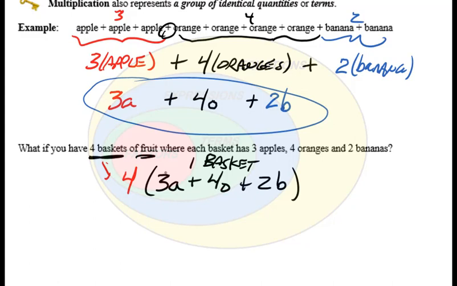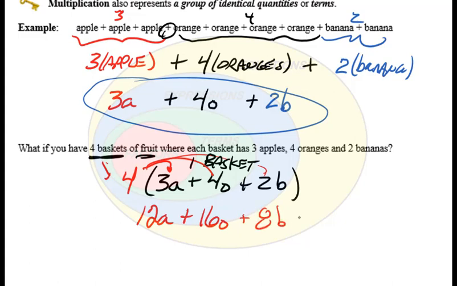If I look at this, how many apples would I have? Well, if I have 4 baskets with 3 apples each, don't I take 4 times 3 to get 12 apples? And the same thing, if I have 4 baskets and each basket has 4 oranges, I take 4 times 4 to get 16 oranges. And then 4 baskets each with 2 bananas, I have 8 bananas.